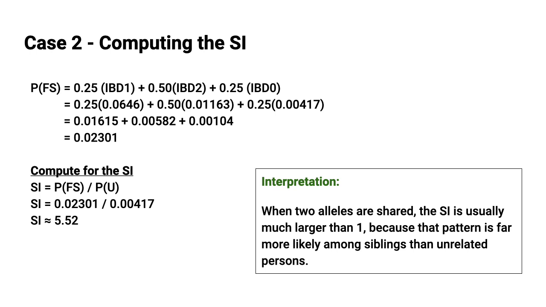When two alleles are shared, the siblingship index is usually much larger than 1 because that pattern is far more likely among siblings than unrelated persons.